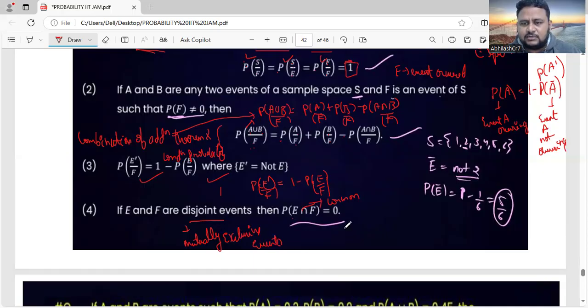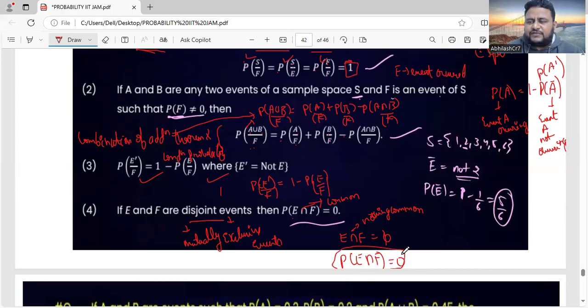We know that for mutually exclusive events, E intersection F will be equal to a null set. Null set means nothing is common in the intersection. At that time, mutually exclusive events or disjoint events are one and the same. They are not related. Nothing is common, so the probability of E intersection F will be equal to 0.